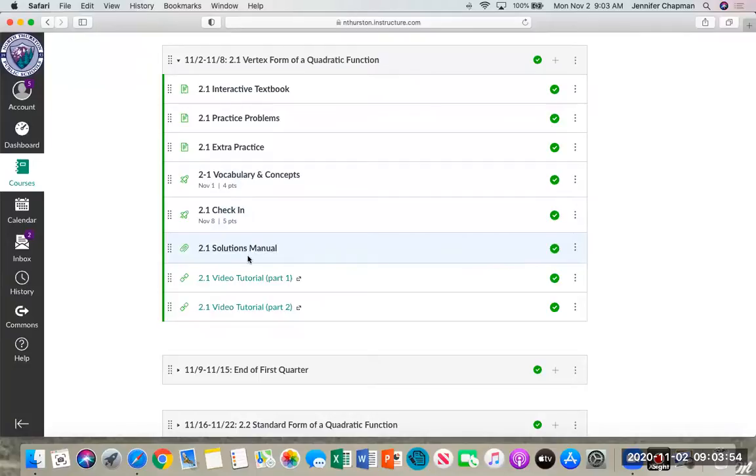Here's the solutions manual. This is all the answers to every problem in the back of the lesson. And then my video tutorial, me walking you through the lesson, all the example problems, all that kind of stuff. I talked about my 2 things I wanted to announce. The 2 things that are for homework due on Sunday night by 11:59 p.m. No late work, as well as that new assignment, the vocabulary and concepts that replace the essential question.